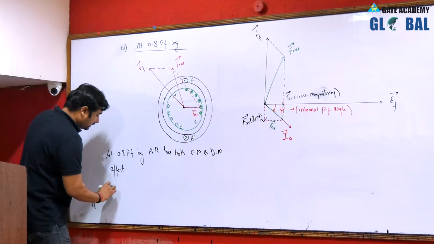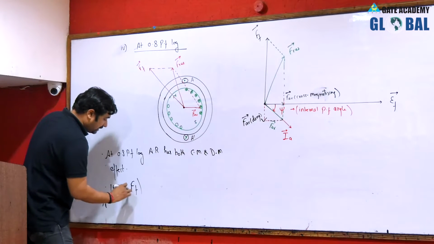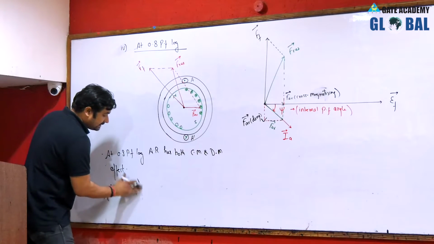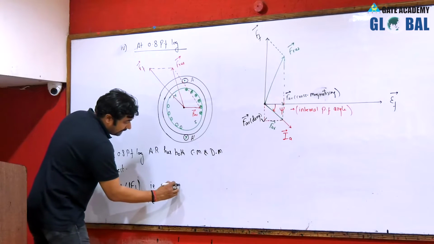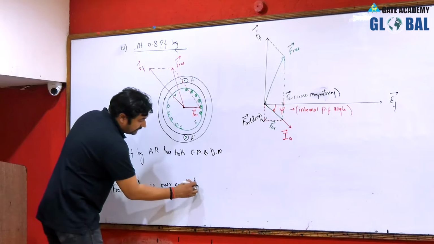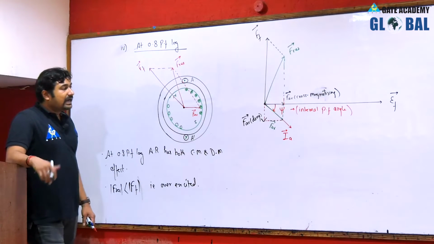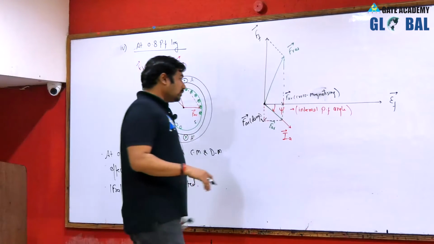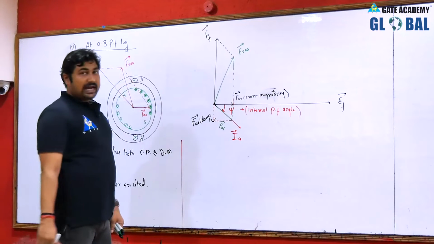One more thing, F resultant magnitude is lower than FF. So it means from the field side it is over excited. So whenever the alternator is operating at lagging power factor, the alternator is said to be over excited. Is it okay? One more thing, what is the angle difference between stator MMF and rotor MMF?